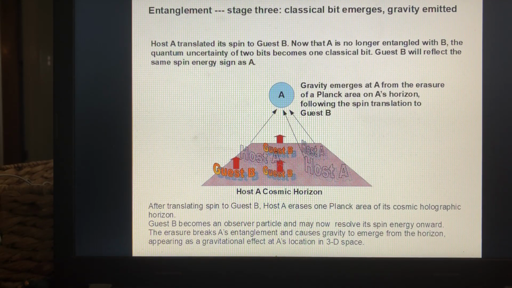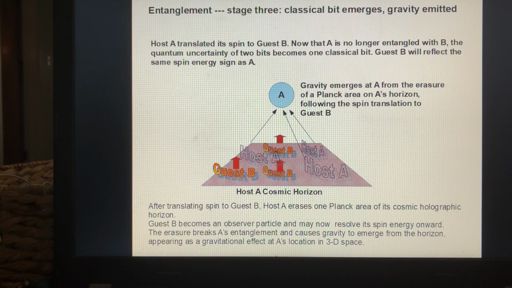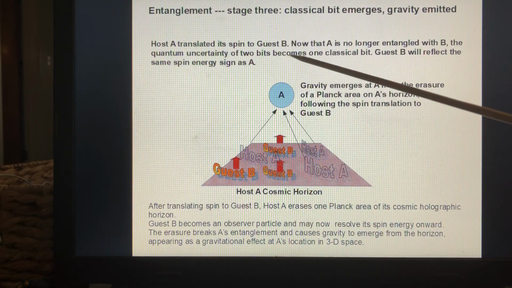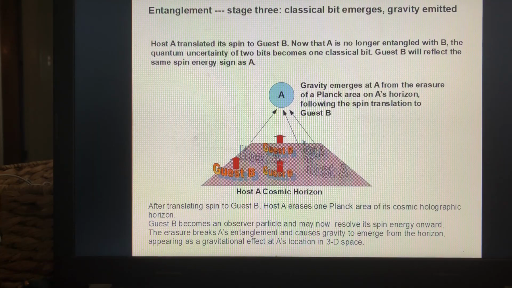Stage 3, classical bit emerges, gravity emitted. Host A translated its spin to guest B. Now that A is no longer entangled with B, the quantum uncertainty of 2 bits becomes 1 classical bit. Guest B will reflect the same spin sign energy as A. Now, this part here, the quantum uncertainty of 2 bits becomes 1 classical bit. And how that happens is erasure.